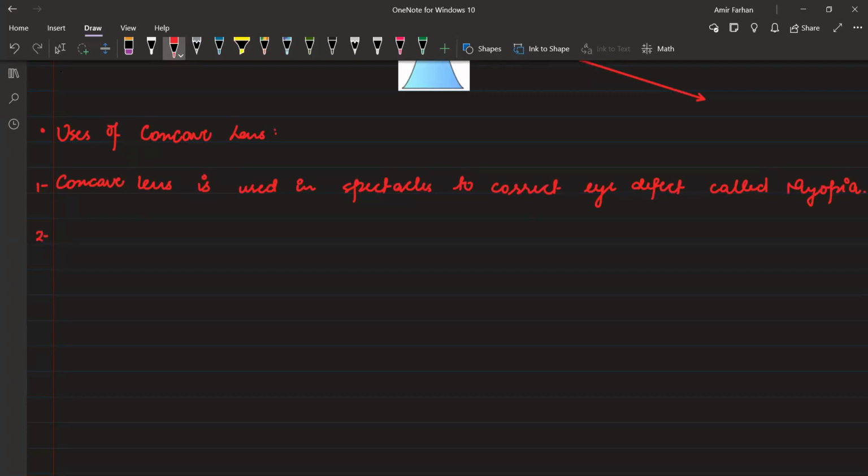Okay. The second thing that we have is that the concave lens is used in telescopes, like complex telescopes. The concave lens is used as the eyepiece. The eyepiece is the lens through which we see the objects in a telescope or microscope, as in the Galilean telescope.